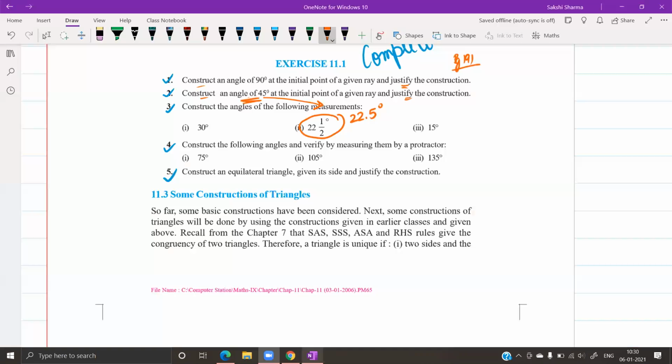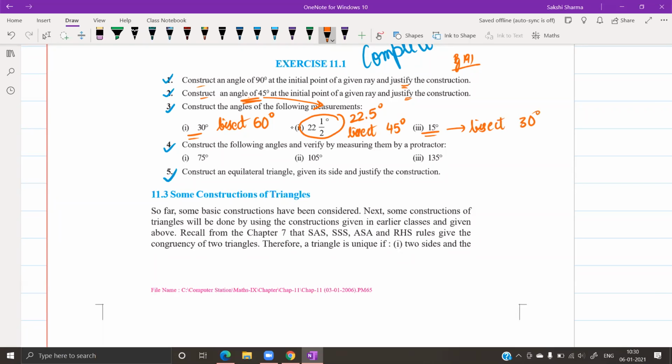Let's take a look at the next question. Question number 3, construct the angles of the following measurements. First one is 30 degrees. 30 degrees will be obtained by bisecting the angle measuring 60 degrees. 22 and a half, this will be obtained by bisecting the angle measuring 45 degrees. And 15 degrees will be obtained by bisecting the angle measuring 30 degrees.